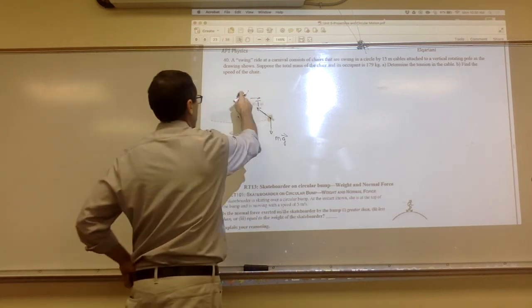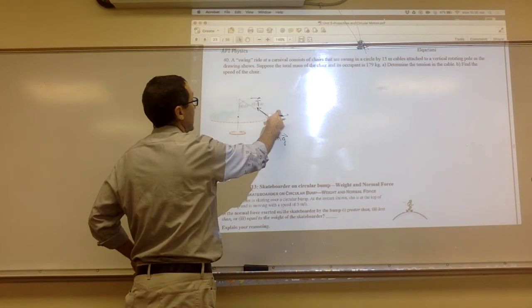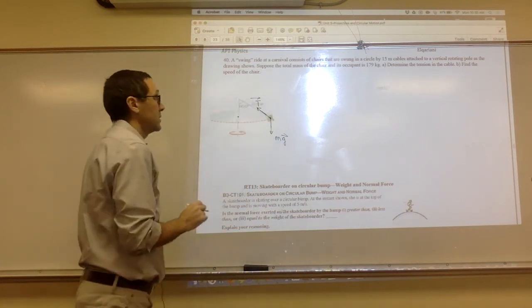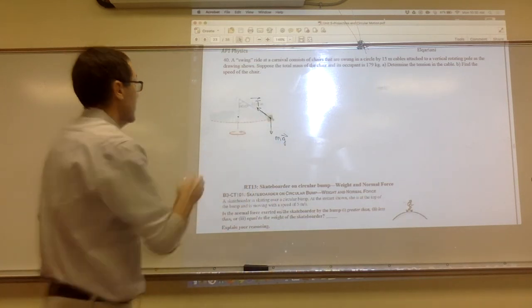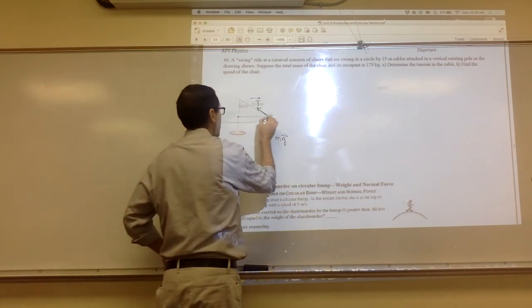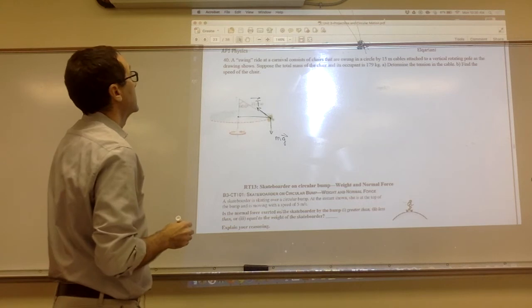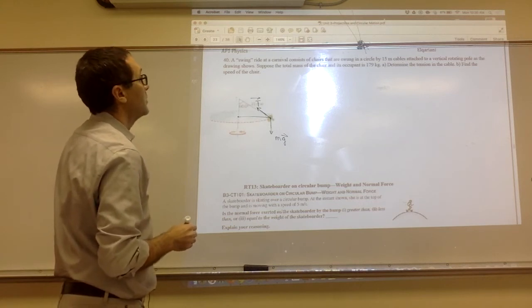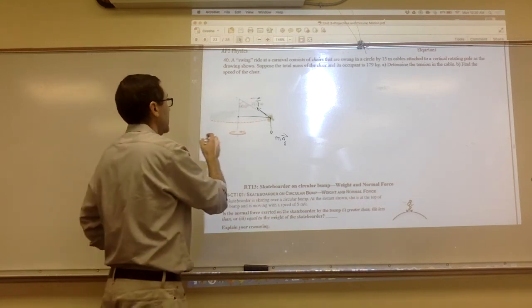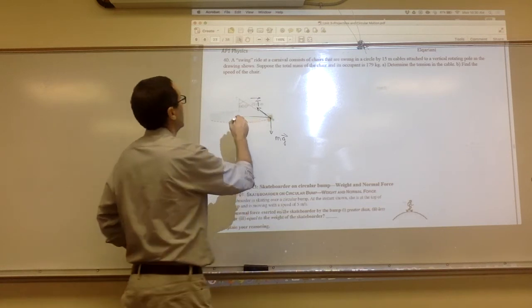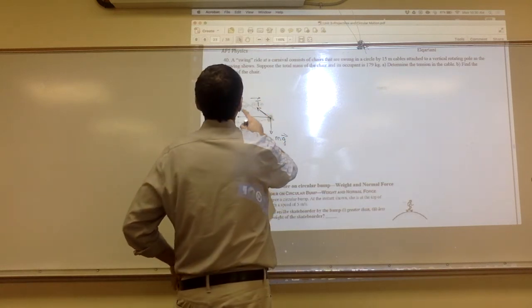Okay, so this length here is 15 meters. Now, this 15 meters, that's not the radius of the circle. The radius of the circle is here. That's one of the common mistakes. People think the 15 is the radius of the circle. Okay, determine the tension in the cable. And we don't know how fast we're going.